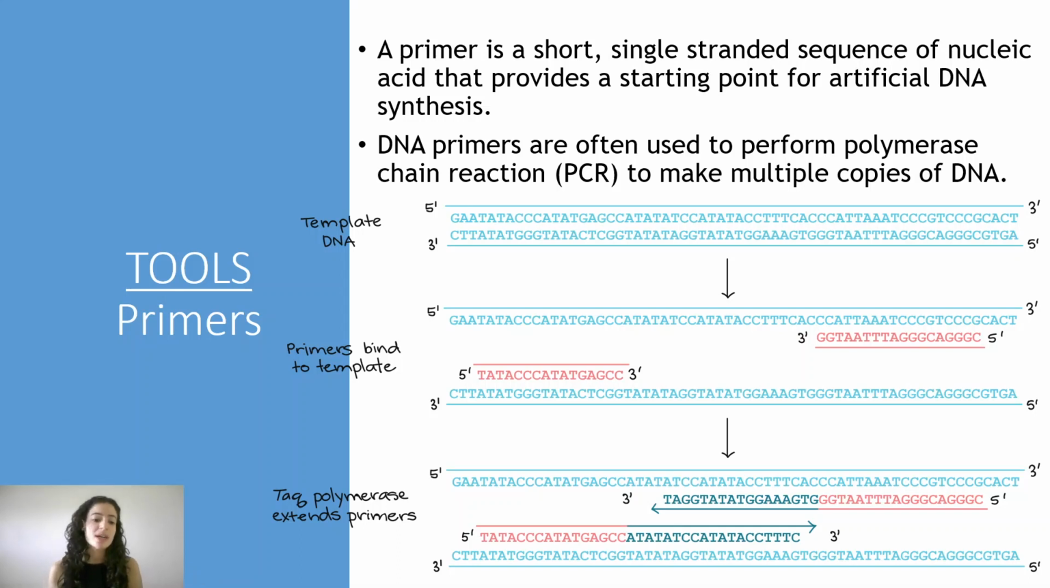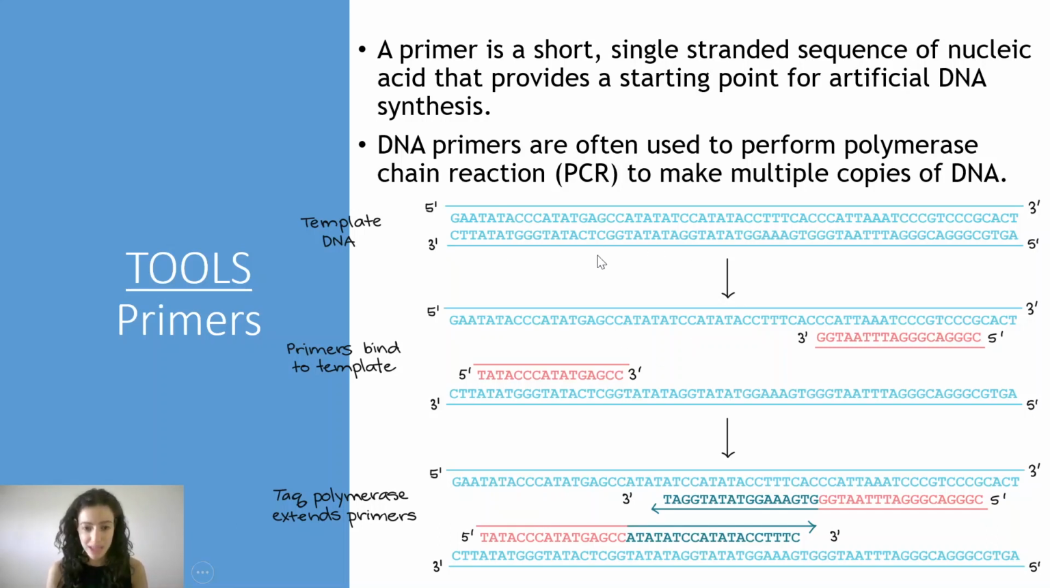Another tool are primers. So a primer is a short single-stranded sequence of nucleic acid, shown in this diagram in the red, and it provides a starting point for artificial DNA synthesis. So this is important for PCR, polymerase chain reaction, to make multiple copies of DNA.